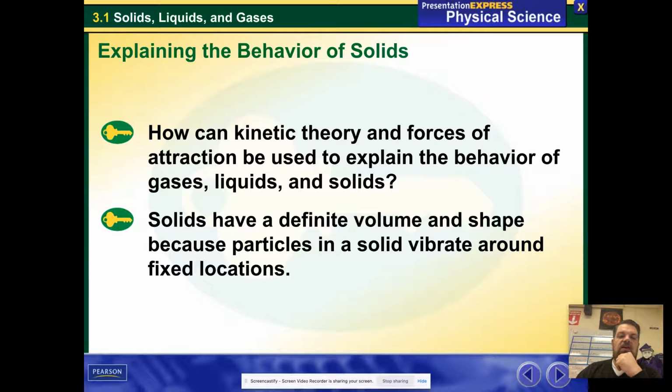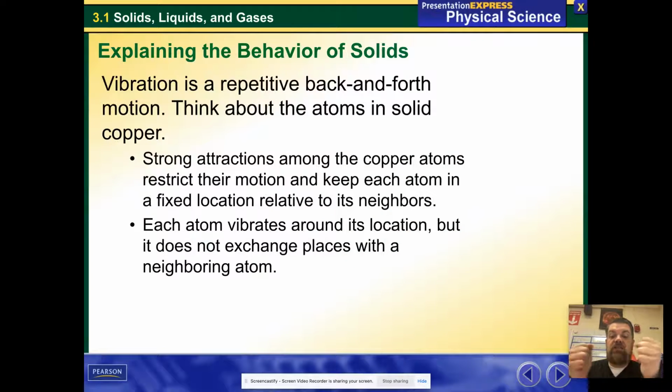So how can kinetic theory and the forces of attraction be used to explain the behavior of gases, liquids, and solids? Solids have a definite shape and volume, and they do vibrate around, but it's much tighter packed, and basically the attraction is very strong. So in a copper tube, the copper atoms restrict their motion and keep each atom in a fixed location. Each atom vibrates in its own location, but it does not exchange places with its neighboring atom. So they're almost kind of locked in together.